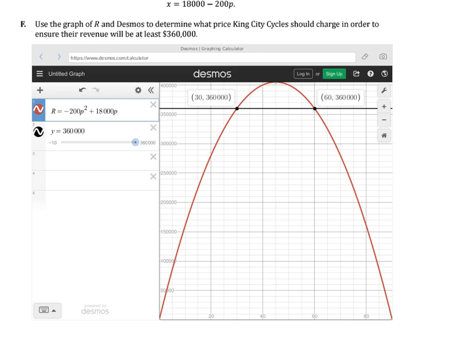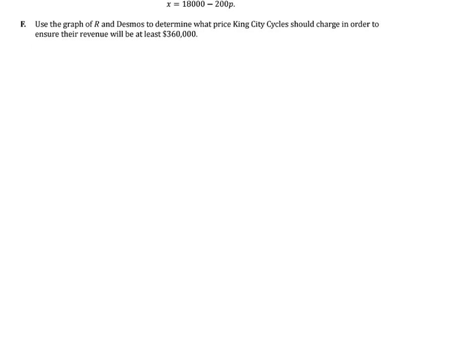So there is our answer. It should be between $30 and $60. So the revenue will be at least 360,000 when the price is between $30 and $60.